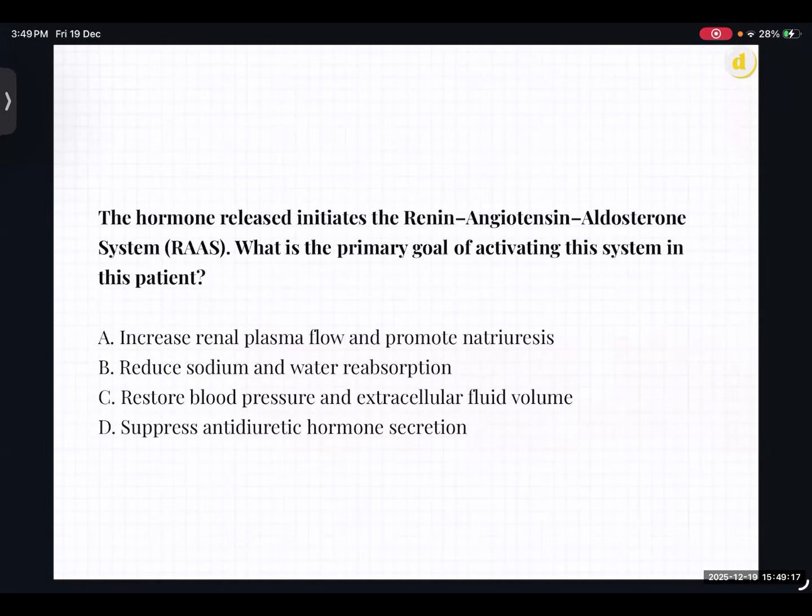Fourth question for this case: this hormone initiates the RAS system. So, what is the primary goal of activating this system in this patient? Why are we doing all that? Is it to increase renal plasma flow and promote natriuresis, or reduce sodium and water reabsorption, or do we want to restore blood pressure and extracellular fluid volume, or do we want to suppress antidiuretic hormone secretion?